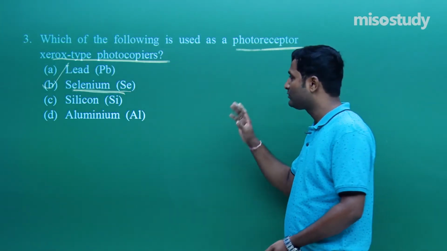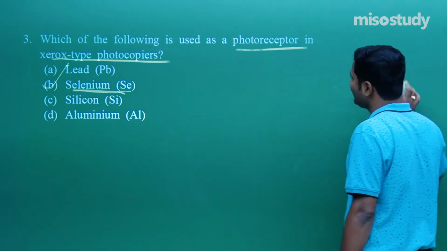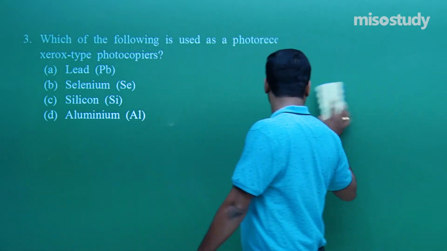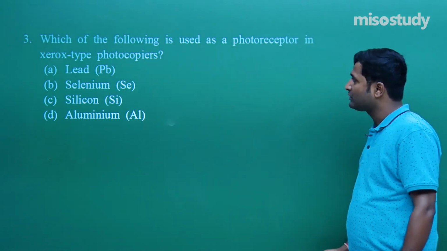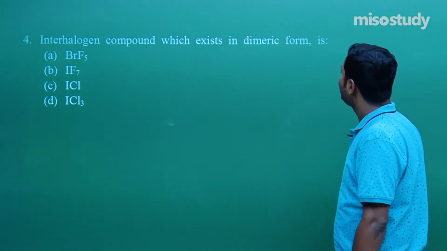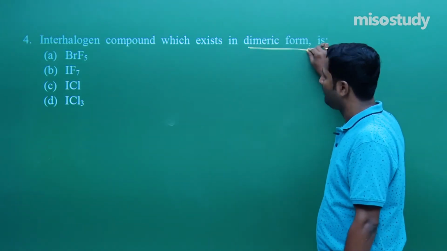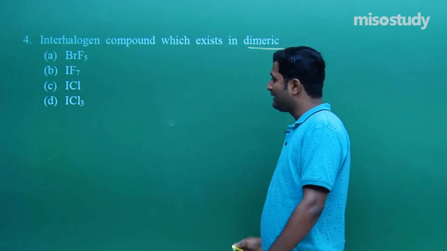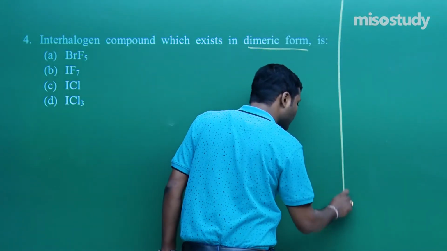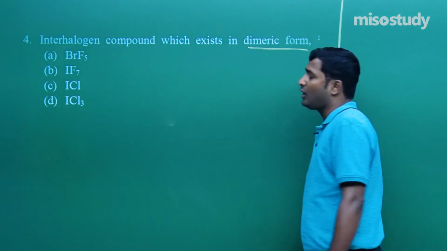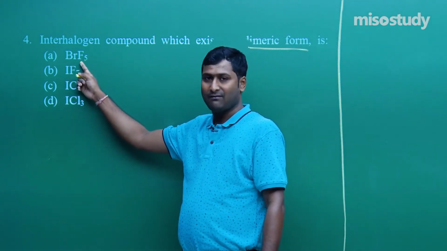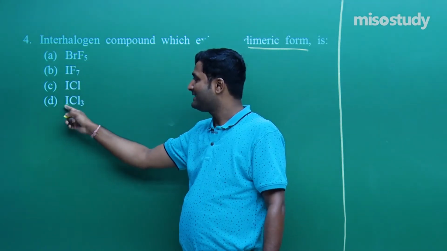Clear, friend? Now I'm going to rub this part and we'll discuss the next question. Check it out. The next question is question number 4. Which interhalogen compound exists in dimeric form? As we all know, these are all interhalogen compounds. Interhalogen means a compound formed by the combination of two halogens, that is BrF, IF7, ICl, ICl3.